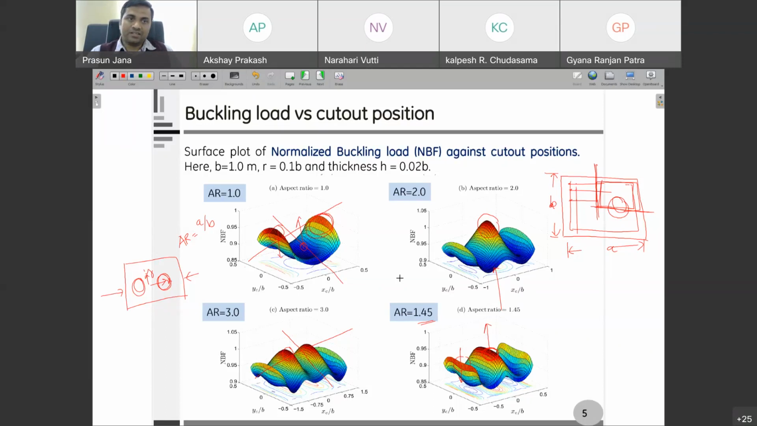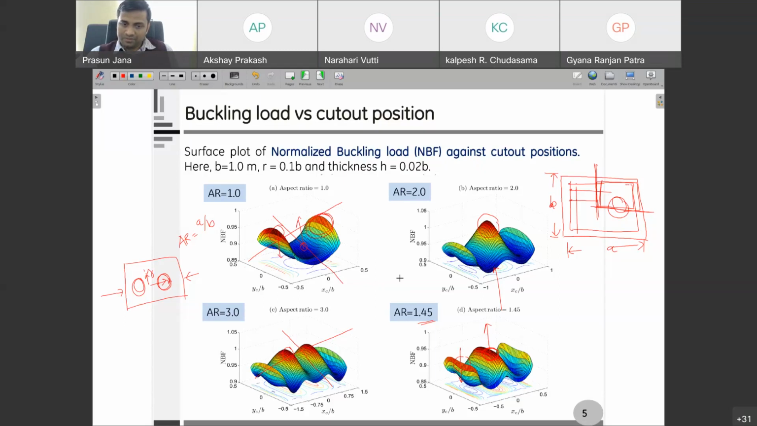And this is done for only a plate with isotropic material properties. Isotropic means the properties are the same in all directions. And in aerospace structures, mostly nowadays we use composites. And composites have an even more complicated response. They have different properties in different directions. So that leads to even more complicated scenarios.